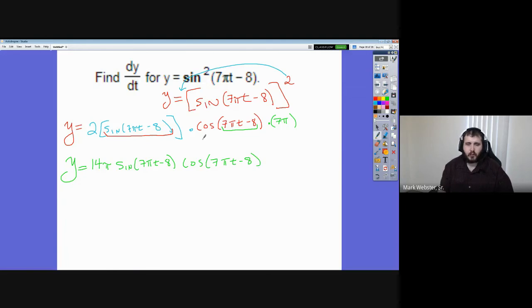And I will point out this is a 2, so this whole outer function kind of went away. If this was like a 5 in here, if this was like a 6 and we took the derivative, this became a 5, we wouldn't be able to take the exponent stuff away, right? And we wouldn't just be able to write it like this. It would be like a 5 here, sine times sine of 7 pi t minus 8 to the 5th or something.